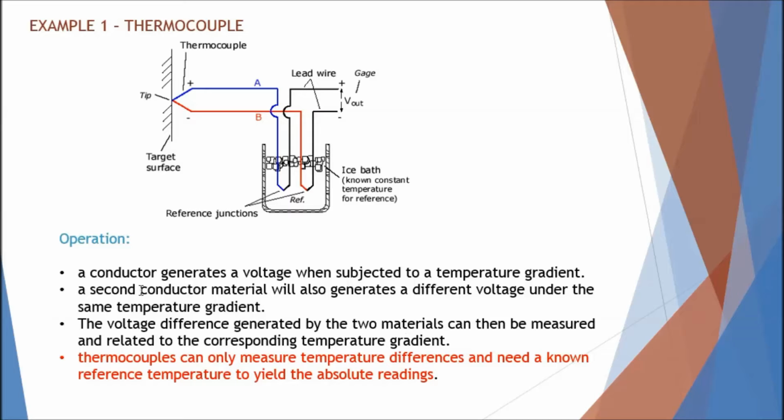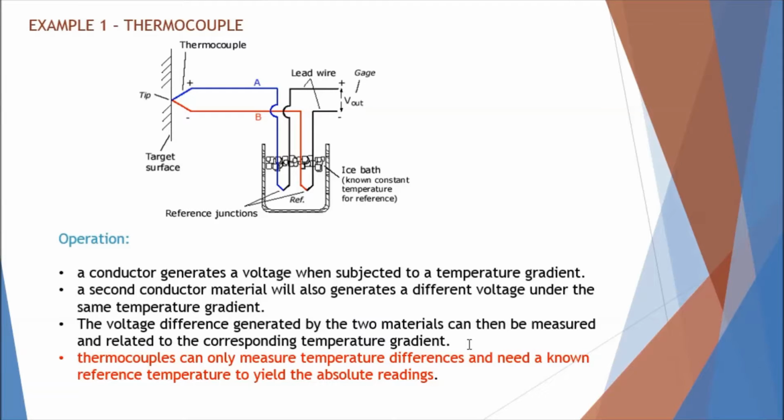So the operation is a conductor generates a voltage when subjected to a temperature gradient, and then there is another conductor which also generates a different voltage under the same temperature gradient. The difference between the two voltages will be measured. So that voltage difference corresponds to the value of the measured temperature.